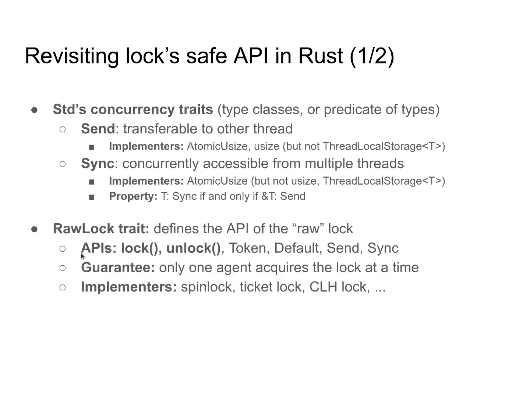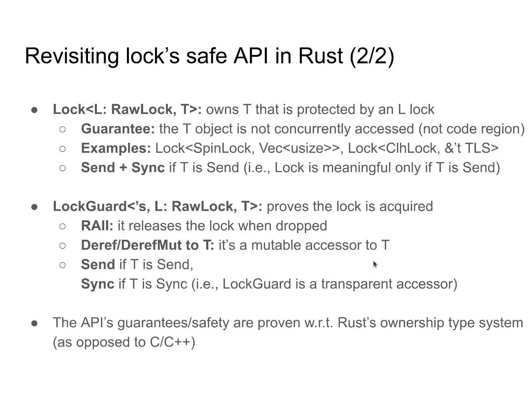And this type guarantees, like the guarantee of the RawLock trait, that only one agent acquires the lock at a time. This lock type guarantees that the T object is not concurrently accessed at all. So only one agent is having access to the underlying data, and that is guaranteed by these lock types.